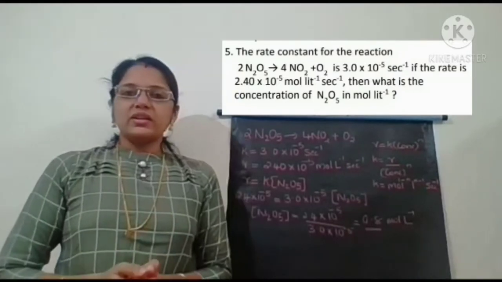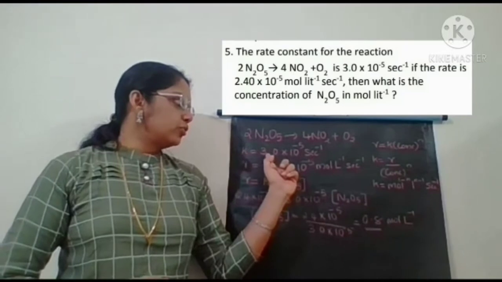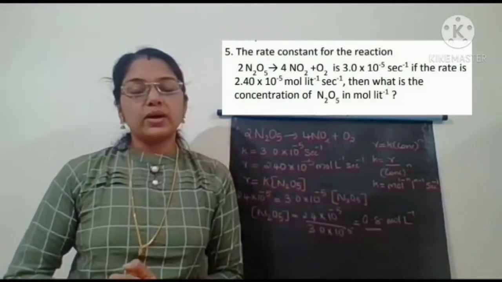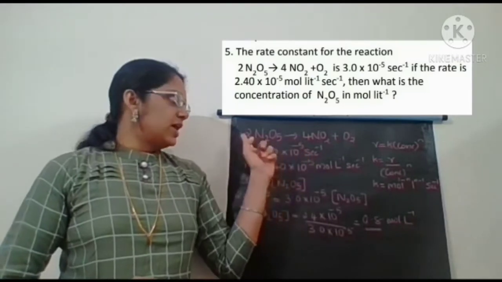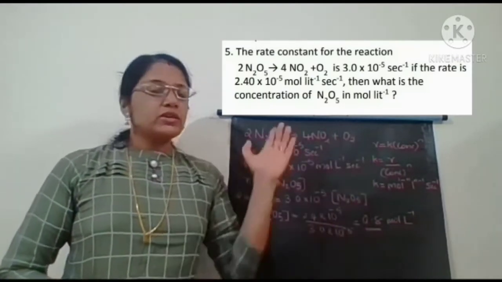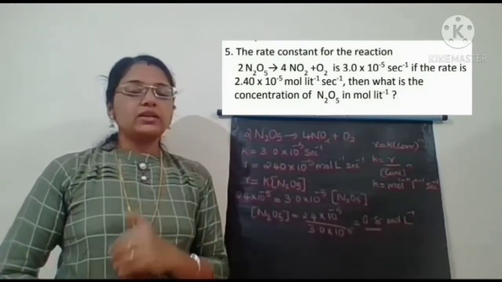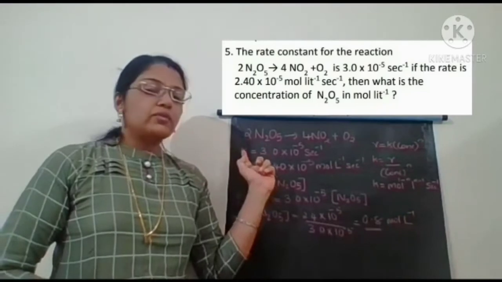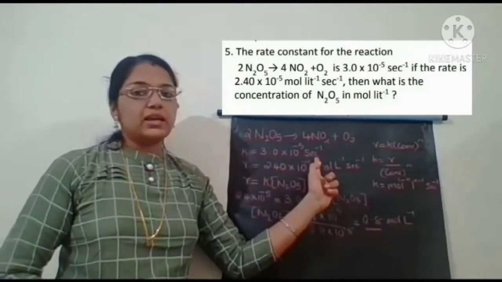In this question, they have given the rate constant of the reaction. The rate constant is found to be 3 into 10 raised to minus 5 second inverse. We have the general chemical reaction as 2N2O5 gives 4NO2 plus O2. First, we have to find the rate law of this equation. To find the rate law, we first check the unit of this rate constant. Here the unit given is second inverse.